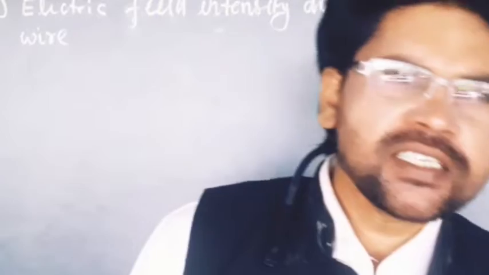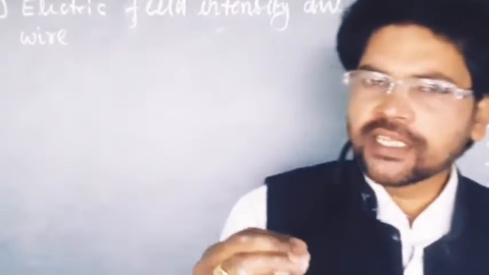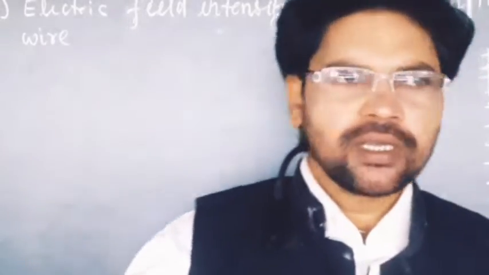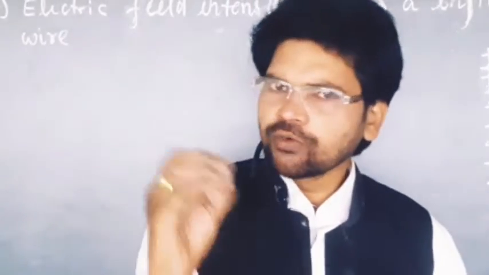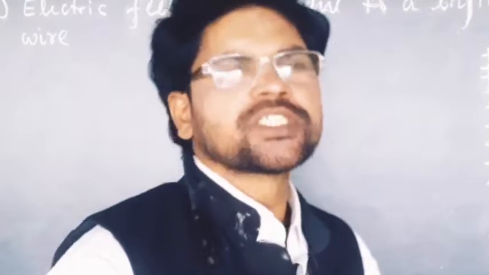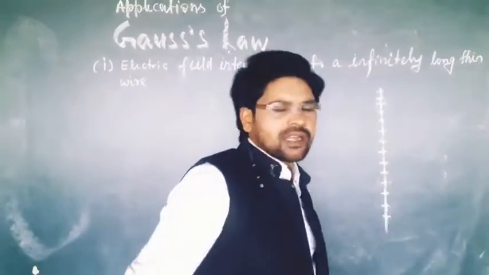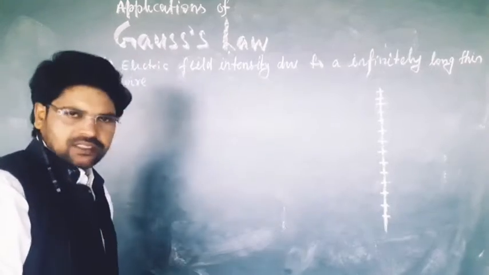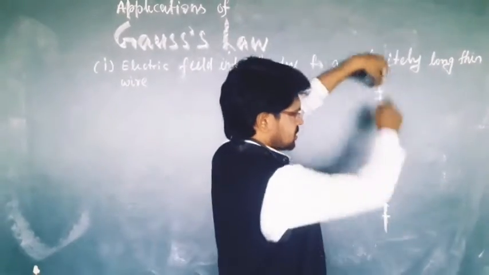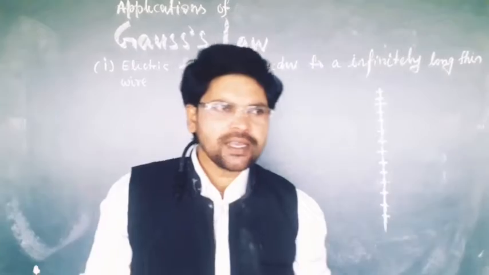Gauss law is very useful to calculate the electric field intensity due to a linear charge, due to a wire, due to a solid. So we use Gauss law to calculate the electric field intensity due to a charged body. First of all, our first topic is to calculate the electric field intensity due to an infinitely long thin wire. This is the infinitely long wire, and this wire has a positive charge.